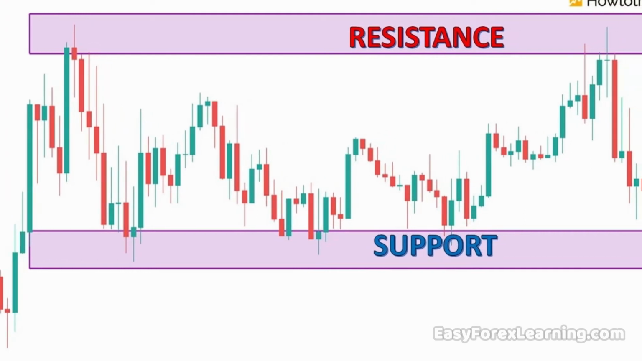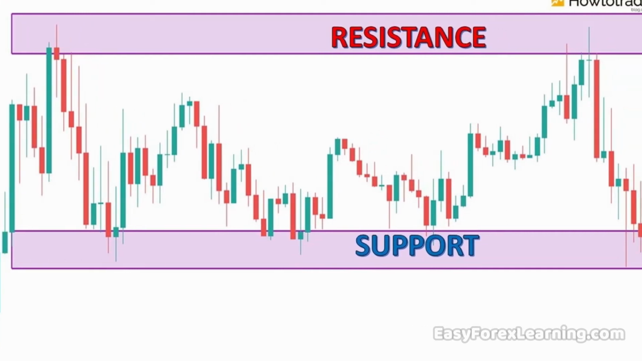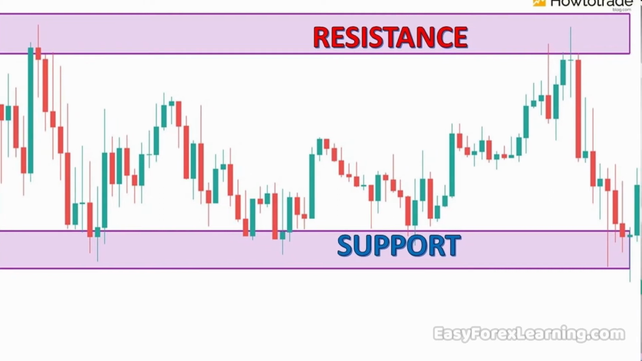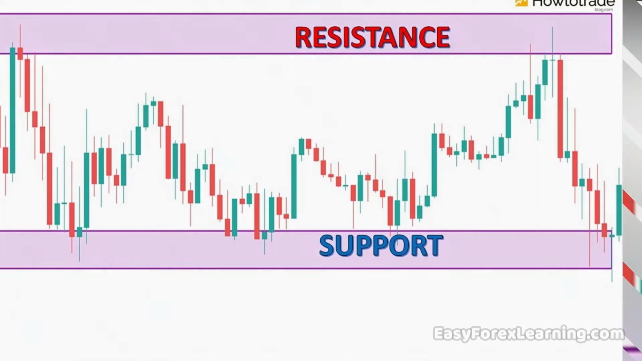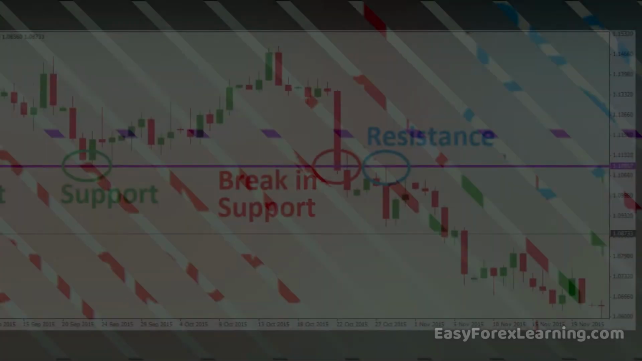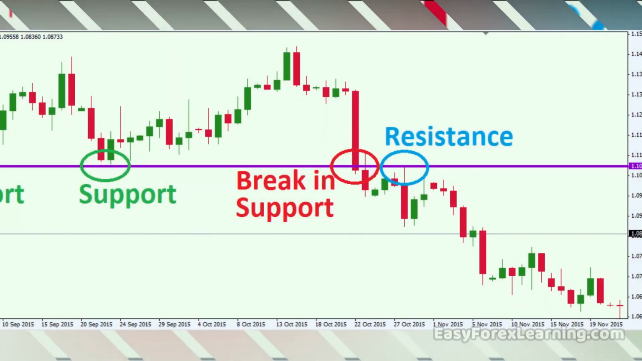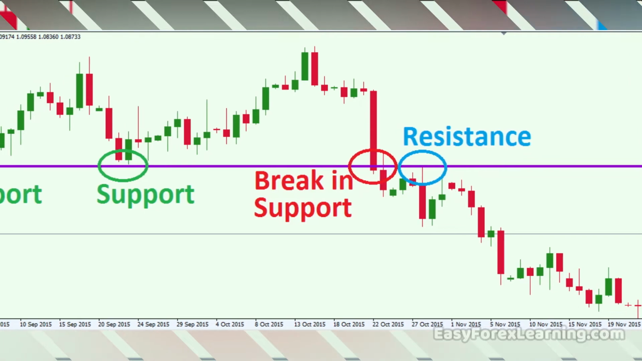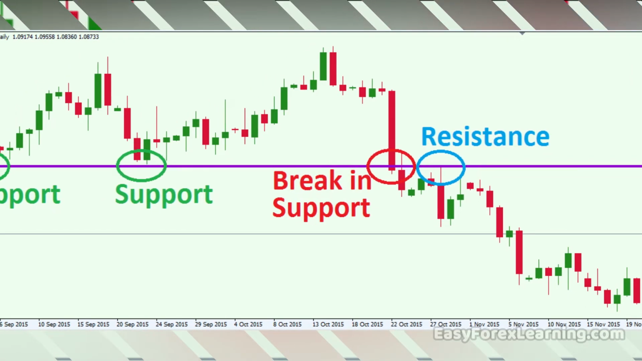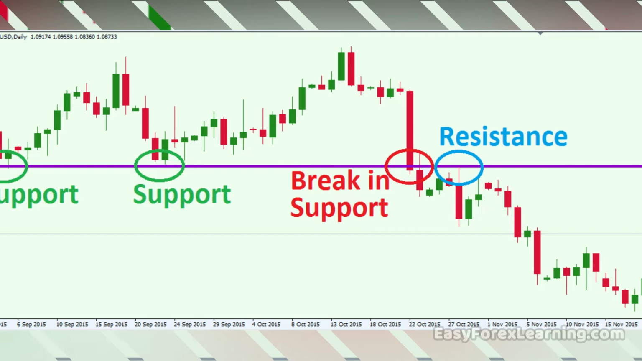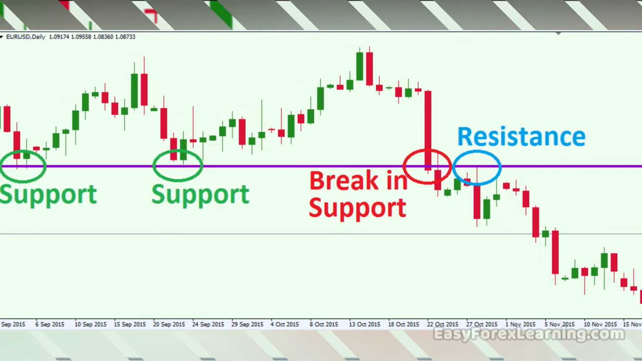So, how do we truly know if support and resistance were broken? There is no definite answer to this question. Some argue that a support or resistance level is broken if the price can actually close past that level. However, you will find that this is not always the case.